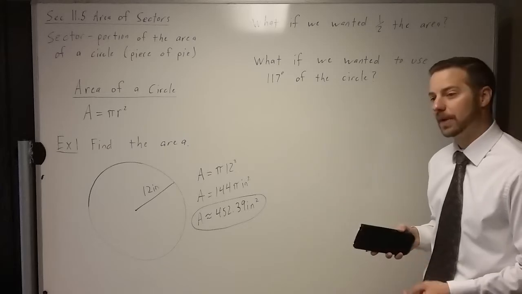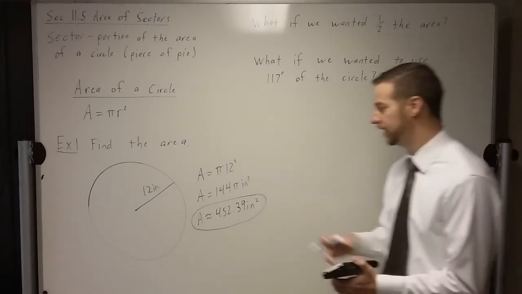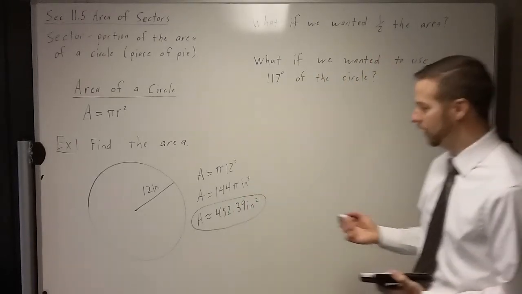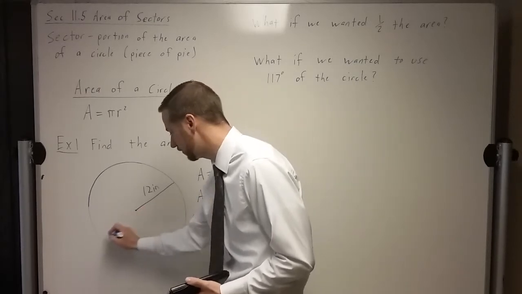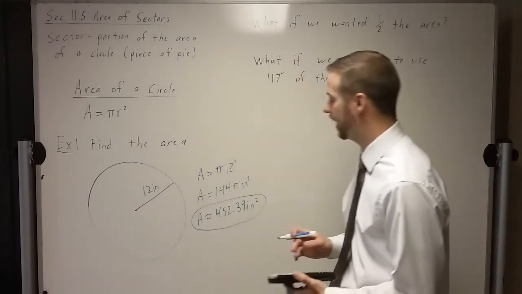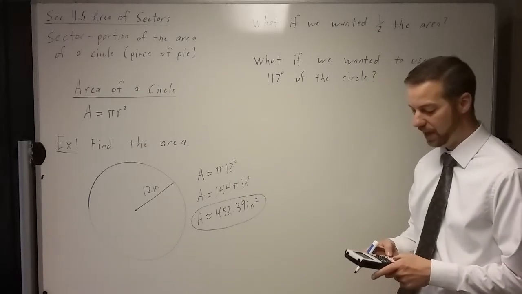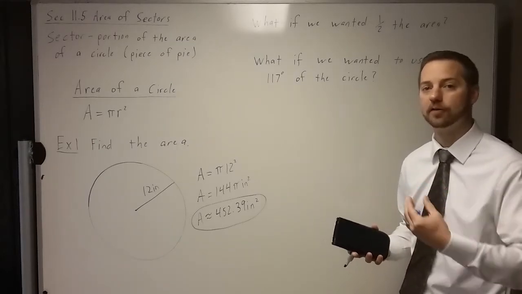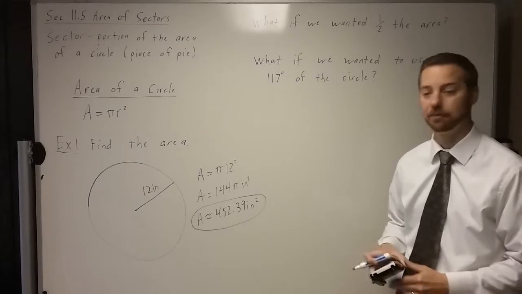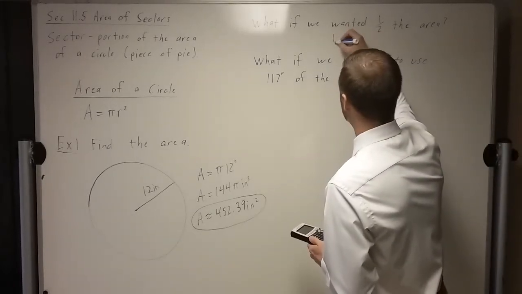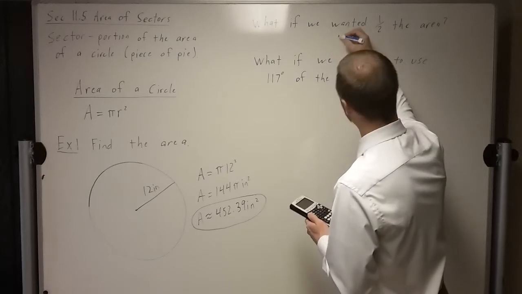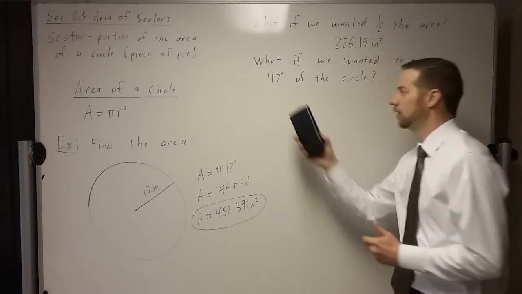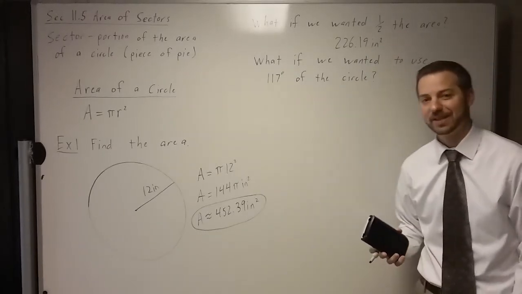So let's talk about what if we didn't want the whole circle. So this is the area of the entire circle. What if we wanted half the area? So basically, if I just made a diameter across here and shaded in half of this and said find the area of just that half. Well, since it's half of that, it would just be half the area. Or in other words, take half of that. Remember, in math world, when we say of means multiplication. So that times a half, basically, which would give us half of that, which would give us about 226.19 square inches.